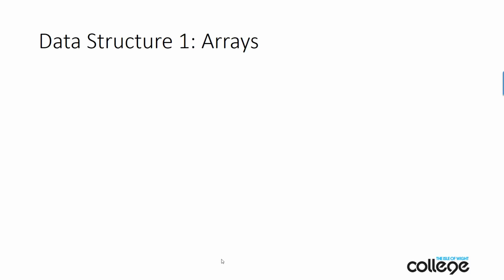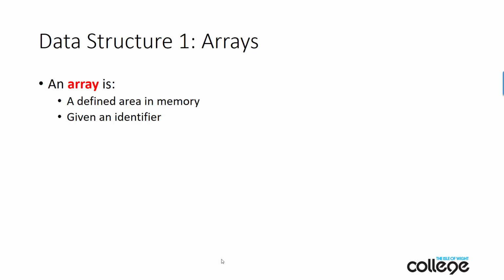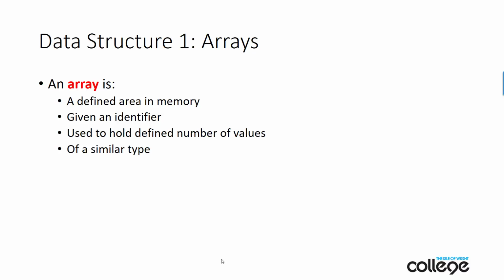So here's our first data structure. Our individual items of data are stored in structures, and the array is the first one. Here's a definition of an array in steps. It's a defined area in memory. We specify where we're going to keep it, and we give it an identifier, a name that we're going to recognize, rather than using the memory address where it's stored. An array is used to hold a defined number of values of a similar type.